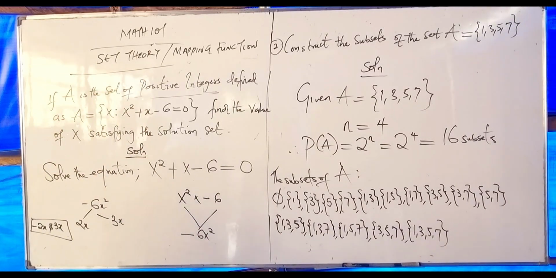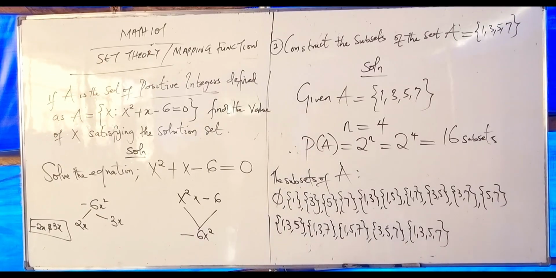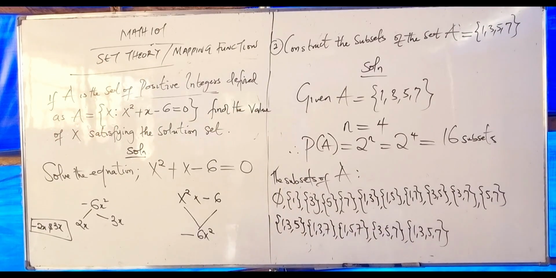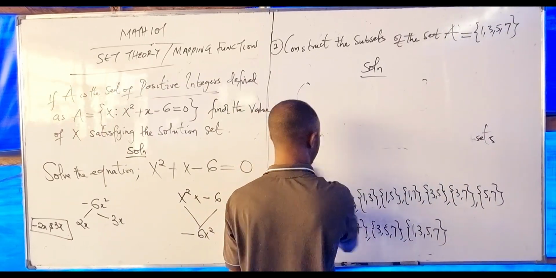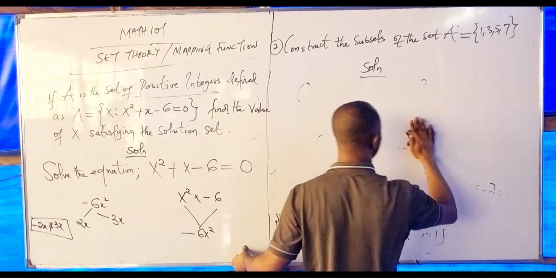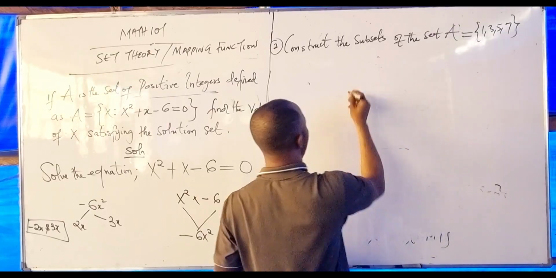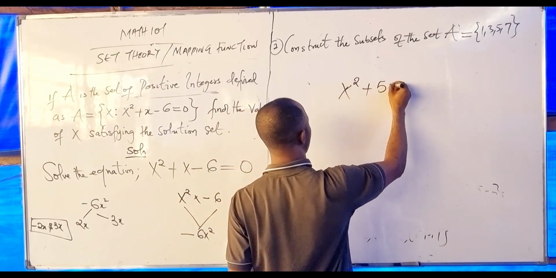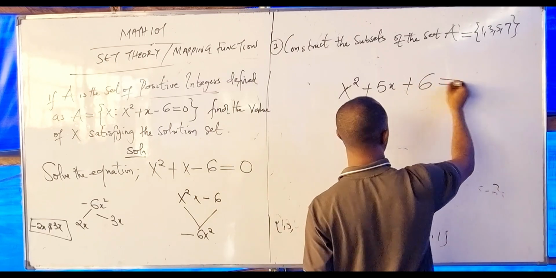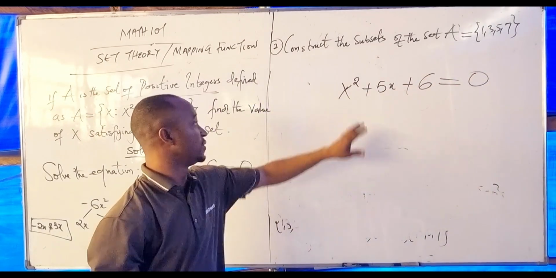I believe you get what I'm doing. Are you getting it? Let me show you something else. All right, let's watch this. If I have, let's say, x squared plus 5x plus 6 equals 0, let me show you.